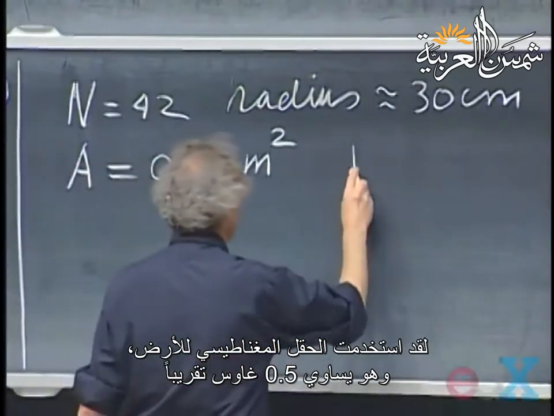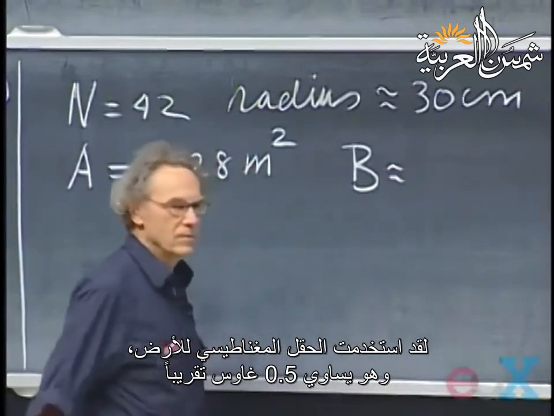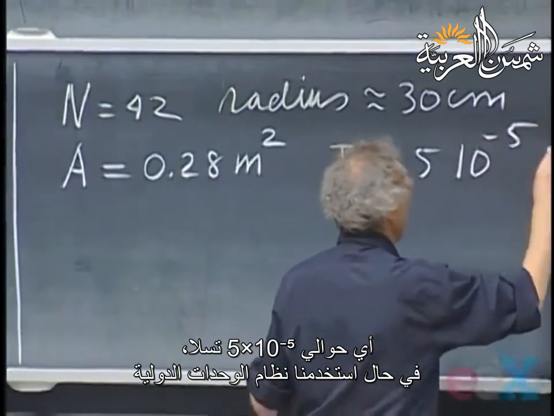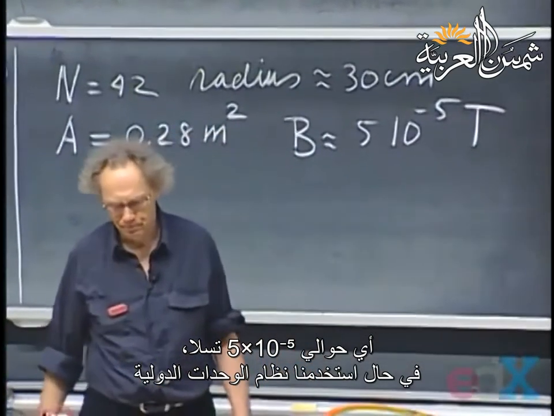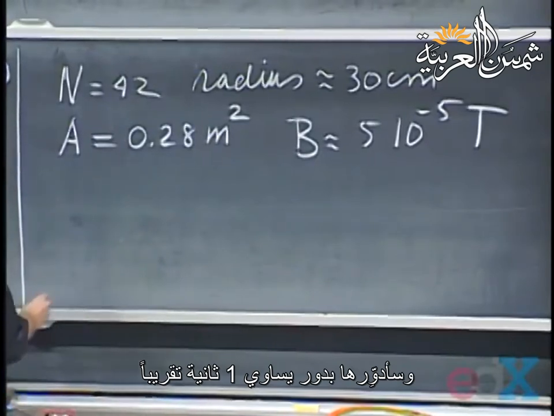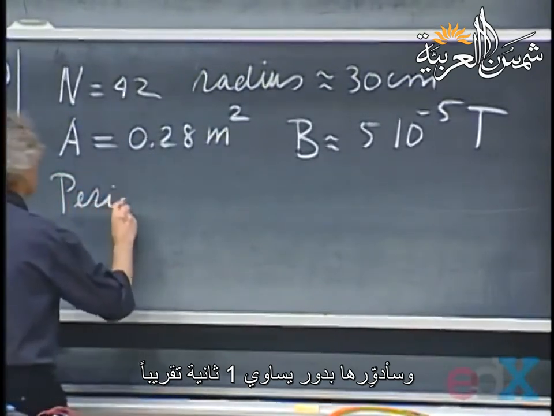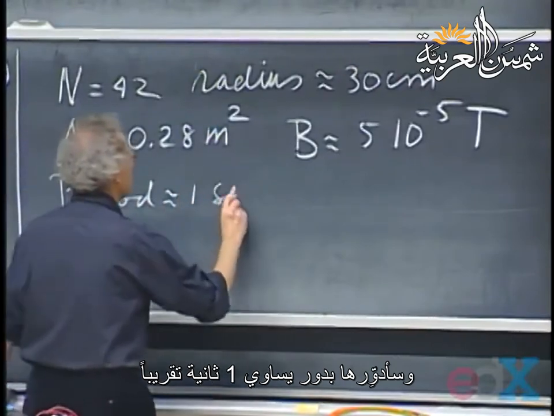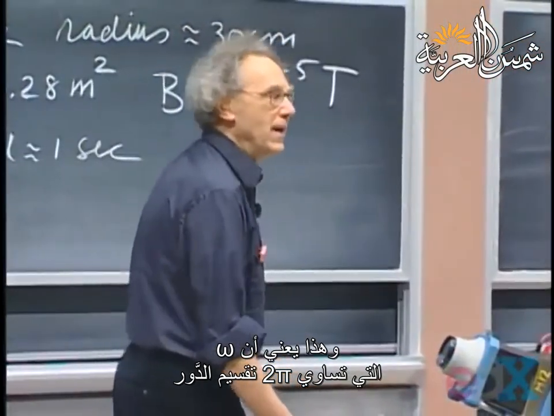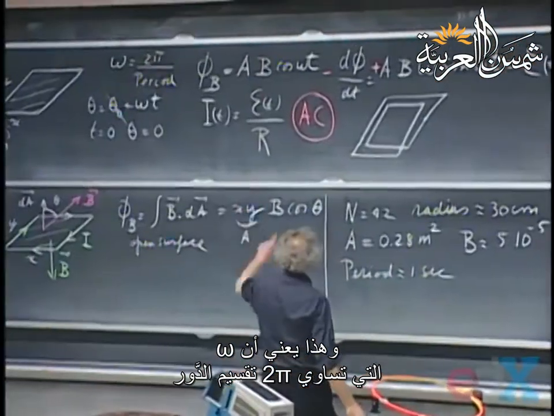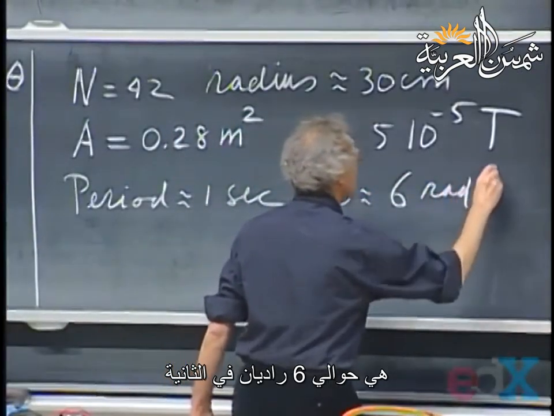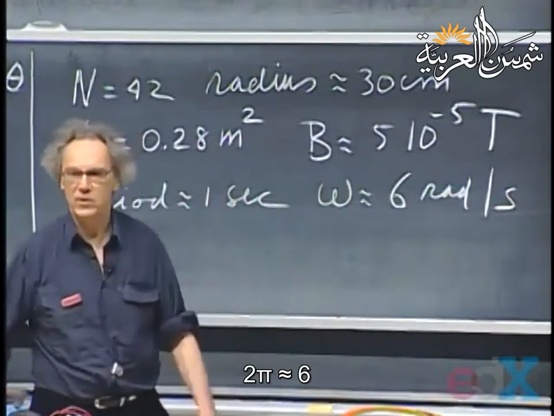I use the Earth's magnetic field, which is about half a Gauss, so that's about 5 times 10 to the minus 5 Tesla, if we work in SI units. And I'm going to rotate it around with a period of about 1 second. That means omega, 2 pi divided by the period, is then about 6 radians per second. 2 pi, I call that 6 for now.